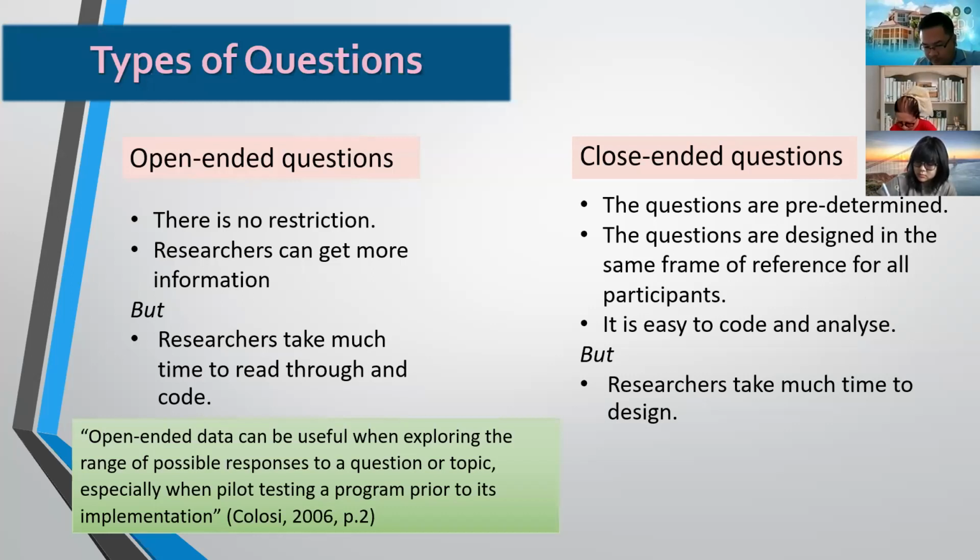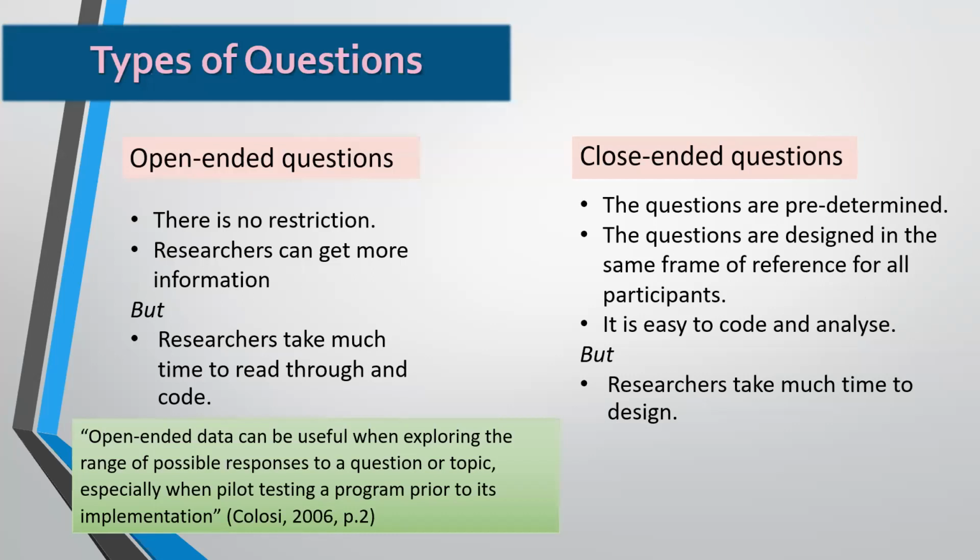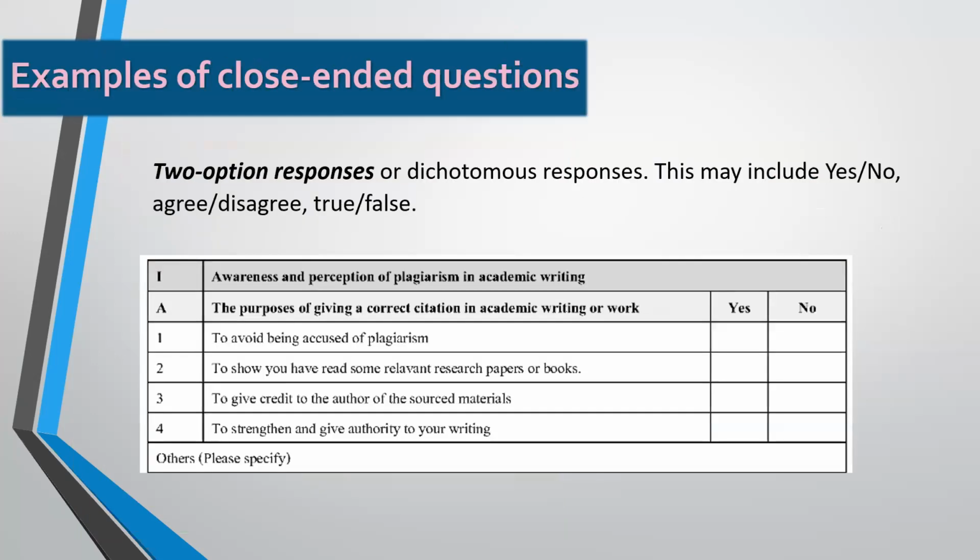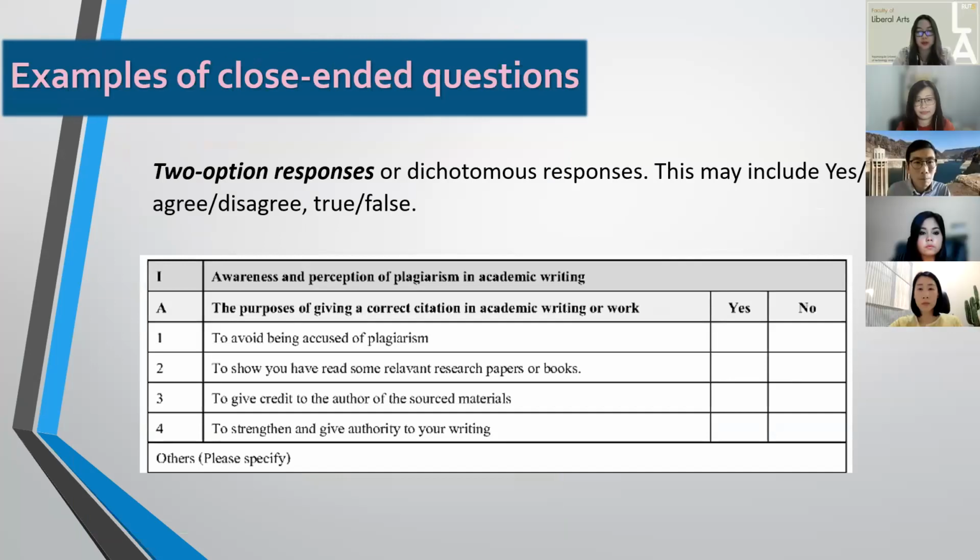And the questions have been specified based on the information the researchers hoped to capture. So it will be easier with closed-ended questions, but sometimes it's not enough. So you may mix open-ended questions with your closed-ended questions in the questionnaire as well. And these are some examples of closed-ended questions. The first one, I recommend, is two-option responses, or dichotomous responses. This may include yes or no, agree or disagree, true or false, like this.